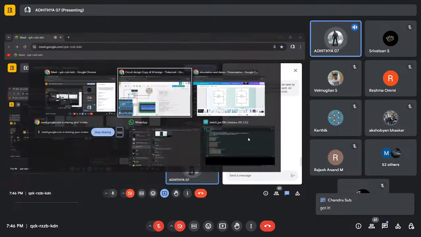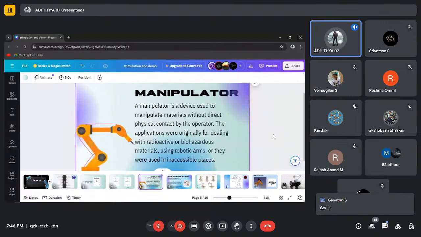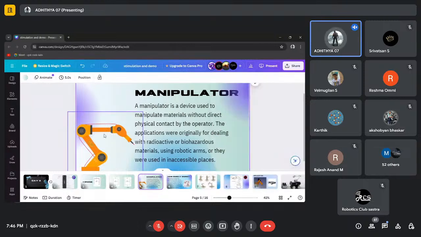Before that, I'll be telling you what a manipulator is. I'm guessing the day before yesterday, on the first day, you would have learned what a manipulator is, the basics of robotics. A manipulator is a device that is used to manipulate materials without direct physical contact by the operator. So more or less, it's a robotic hand which manipulates its surroundings for you by itself, without your intervention.